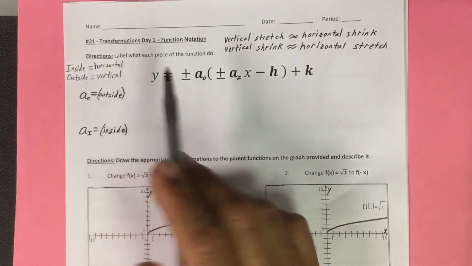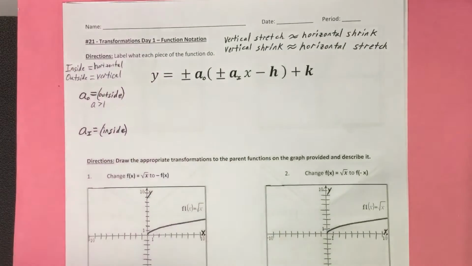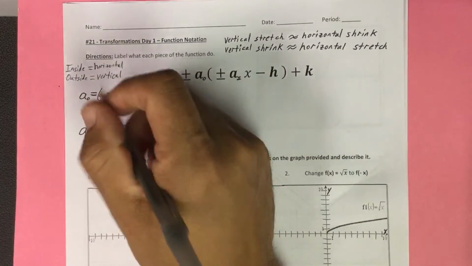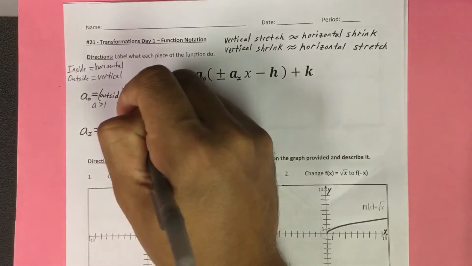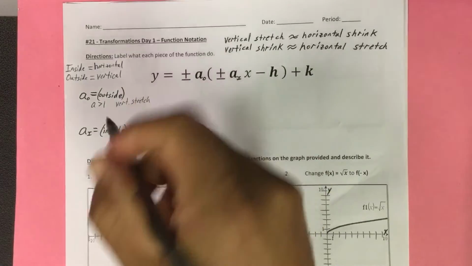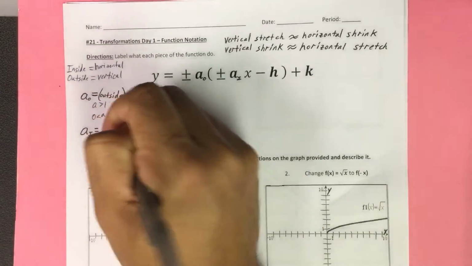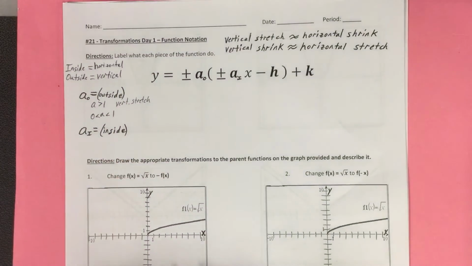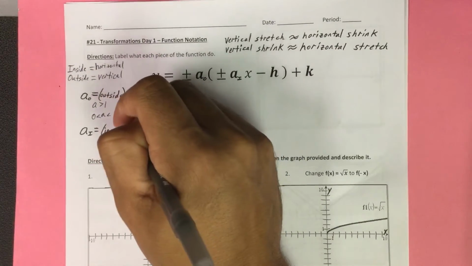Okay, so A is a number that we're going to multiply. A outside just means outside, right? If A is greater than 1, on the outside, that is a vertical stretch. Okay? And I'm going to abbreviate vertical. And if 0 is less than A is less than 1, which means it's a decimal, just in between 0 and 1, a decimal or a fraction, then it's still on the outside, so it's still vertical.